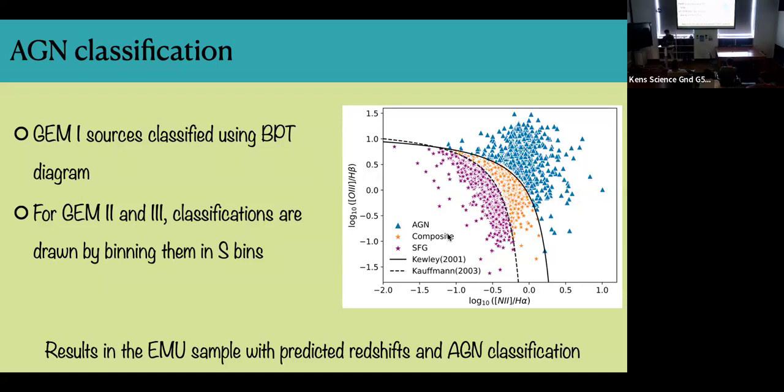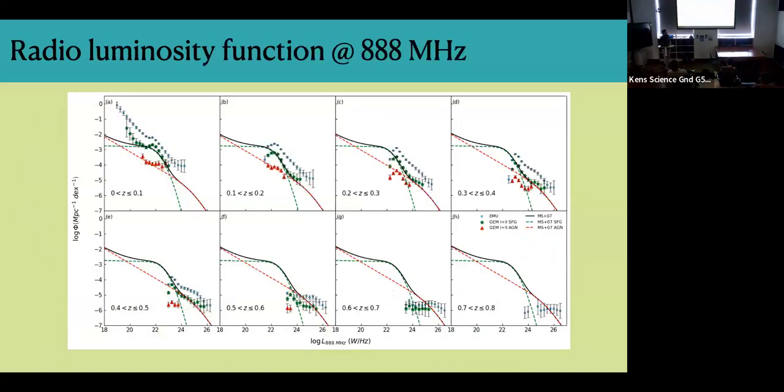But again, to do the classification, I can only do that for the GEM1 sample, those with spectroscopic data. So again, with some statistical magic, I assign classifications for the GEM2 and GEM3 samples. In the end, I have a predicted redshift value and Bayesian classifications for all of my radio galaxy sample. And I derive the luminosity functions, and this is how it looks. It is largely overestimated.